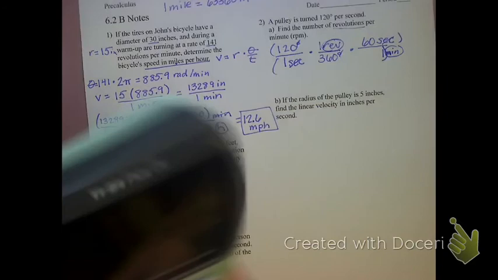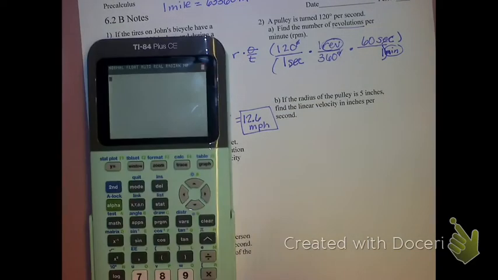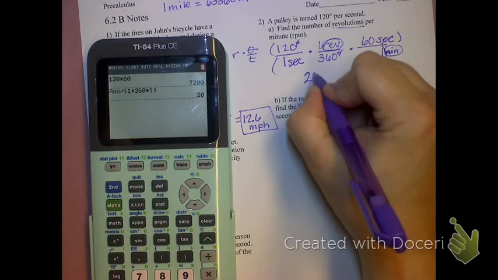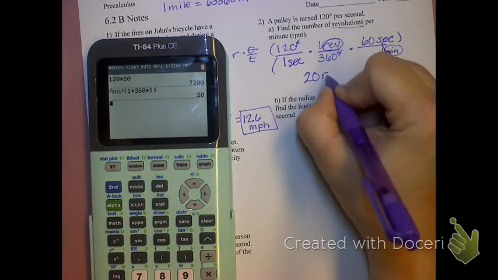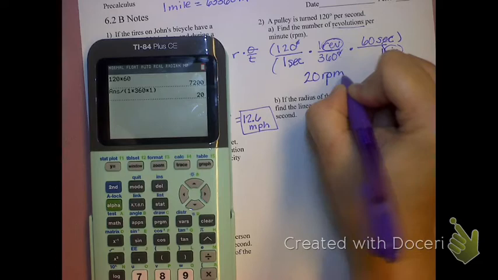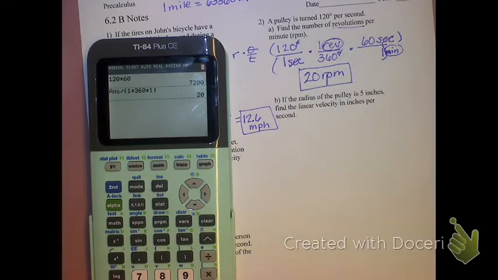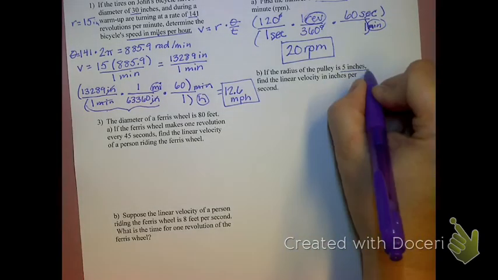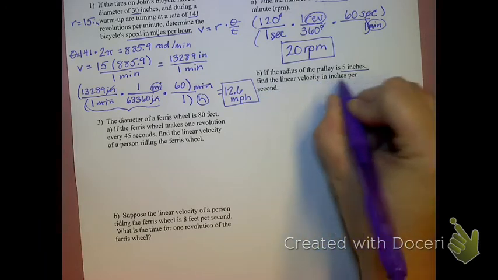So on the top, I have 120 times 60, that's 7,200, divided by, on the bottom, 1 times 360 times 1. Again, the ones are kind of irrelevant. I end up with 20 revolutions per minute as my answer there. Okay? Now the second part of this says, if the radius of the pulley is 5 inches, find the linear velocity in inches per second.